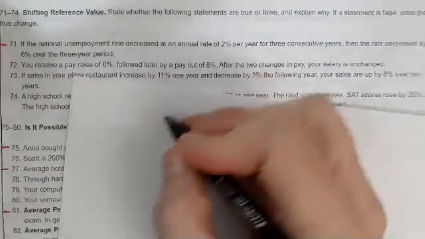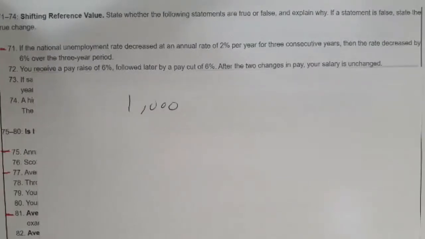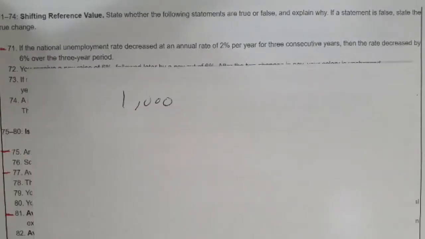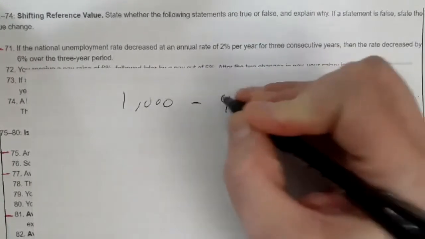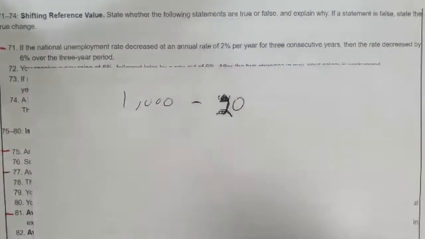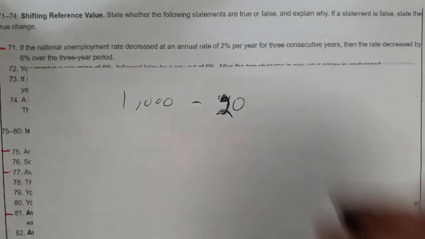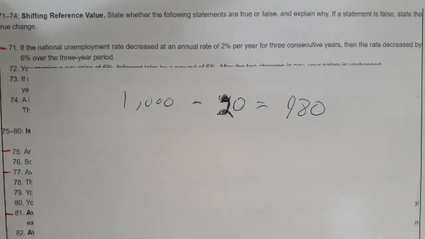So pick a number. 1,000's usually a good number. The national unemployment rate decreased at an annual rate of 2%. So if we're going to take off 2% of 1,000, that's taking off what? 20. If I do 2% of 1,000, I believe that gives me 20. So the first year, I'm going to have what, 980?